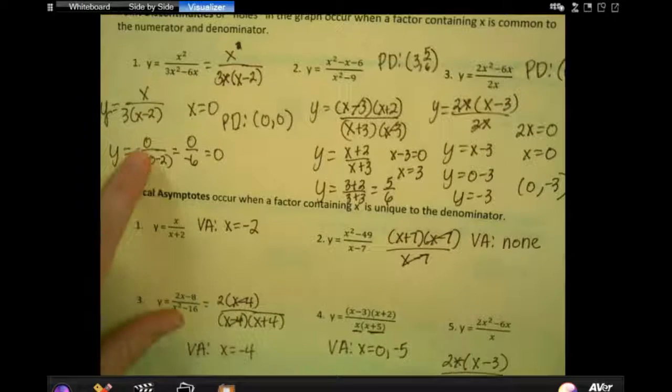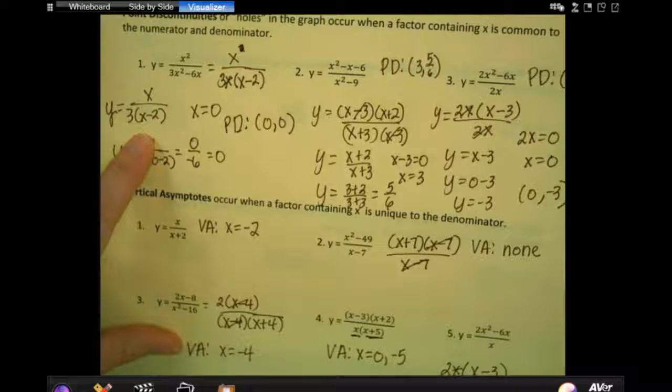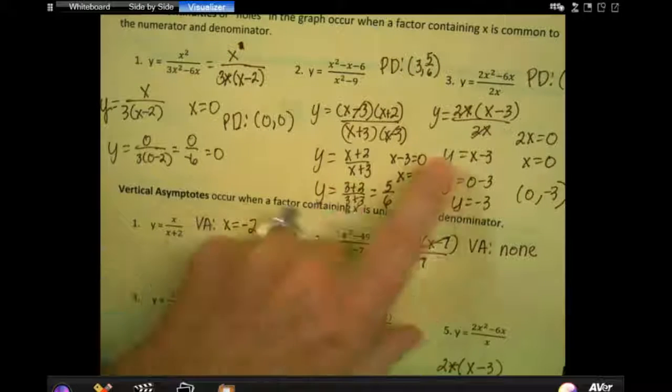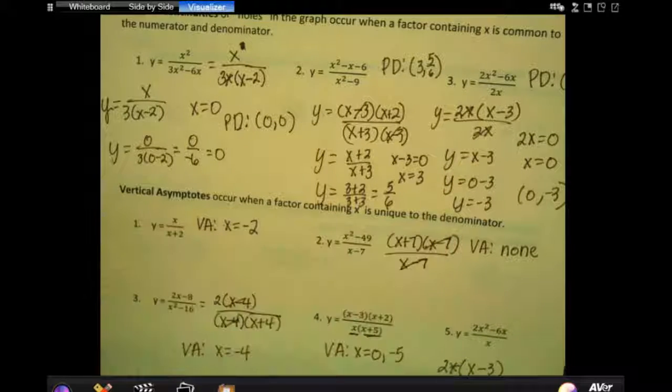What is the vertical asymptote for the first one? x equals 2. The vertical asymptote for the second one, x equals negative 3. And the vertical asymptote for the last one? None, because there's no x on bottom. Okay, so we found the vertical asymptote and the point discontinuity. Is everybody okie dokie? All right, turn the page over.